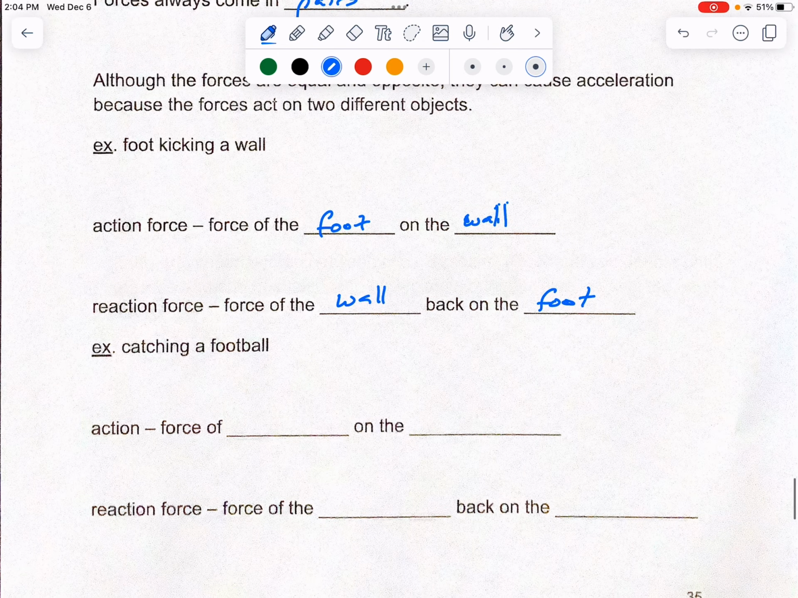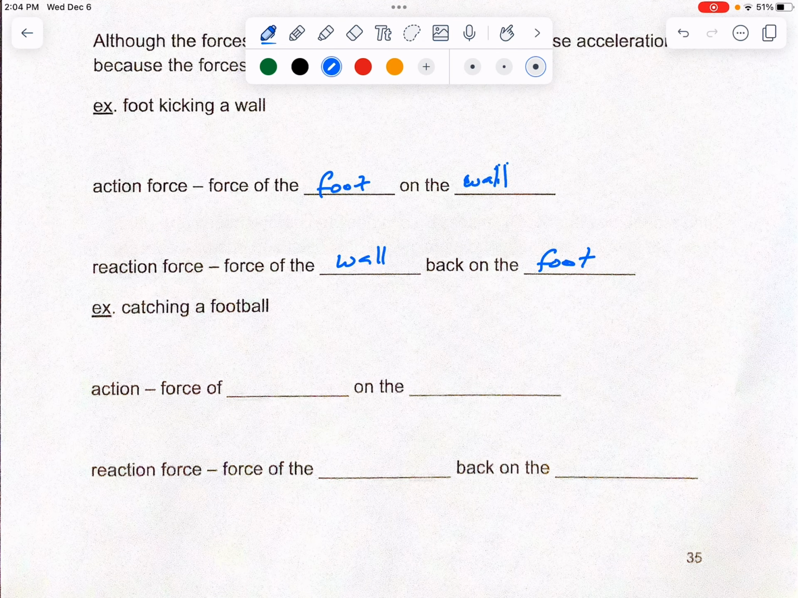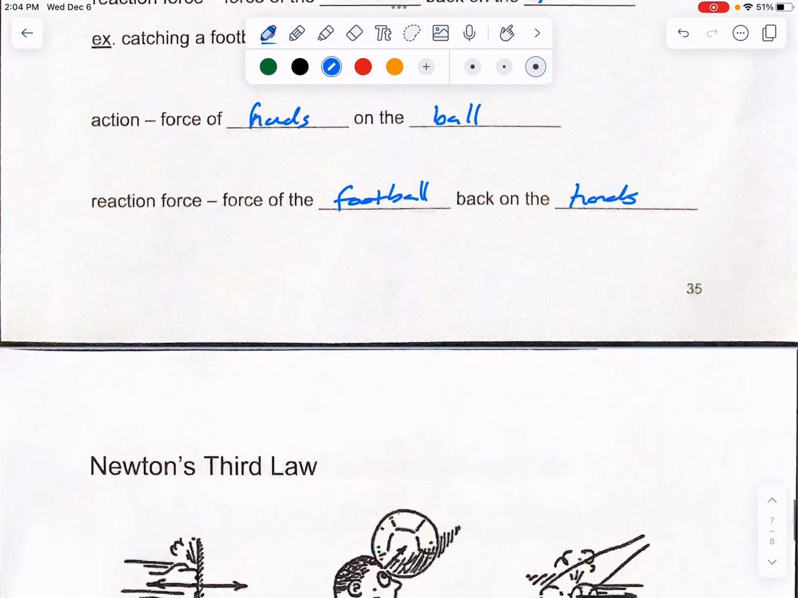Okay, so our next example would be catching a football. The action would be hands on the ball. The reaction force would be the force of the football back on the hands. Now, honestly, it doesn't really matter which one's action or reaction. It's the same kind of thing, as long as you know that they're both the exact same force. They're both the same force being exerted on each other.